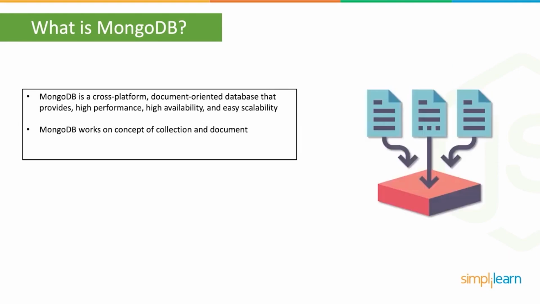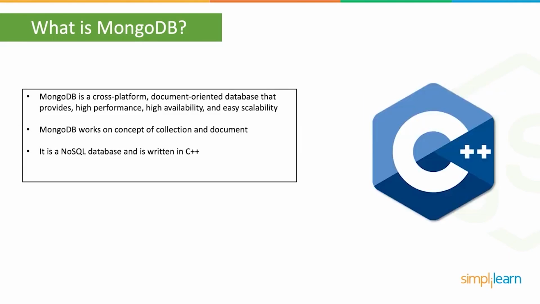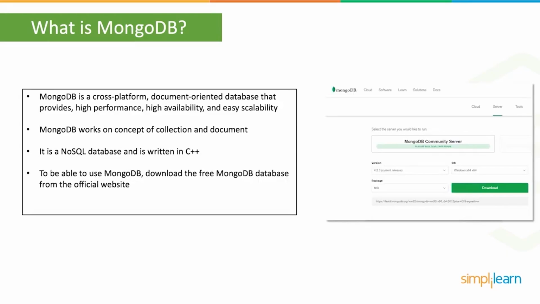It works on the concept of collections and documents. MongoDB was originally written in C++, and it is what's referred to as a NoSQL database. This is different to a relational database, which is built up of tables with rows and columns. This is a NoSQL database, it's simply a lot faster and more powerful for the work that you're doing. You can download it, and we'll actually do that as part of our demo.